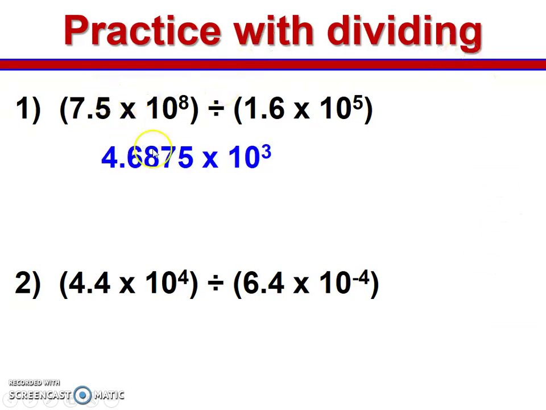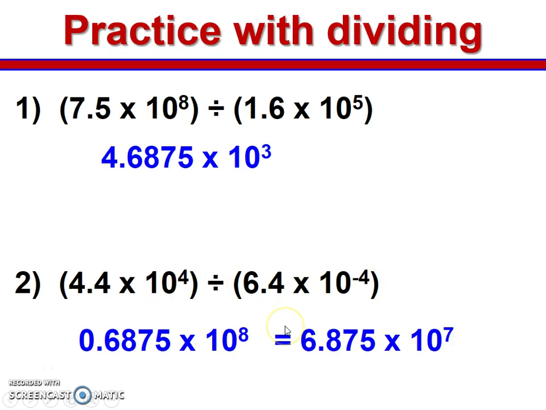Okay, so for the first one, you should have divided 7.5 by 1.6 to get 4.6875. And for our powers of 10, 10 to the 8th divided by 10 to the 5th, subtract the exponent. So 8 minus 5 leaves you with an exponent of 3. So 4.6875 times 10 to the 3rd power. And then number 2, 4.4 divided by 6.4 is going to give you 0.6875. And then for our powers of 10, 4 minus negative 4 becomes 4 plus positive 4, which gives you 8. And then we rewrite that as being 6.875 times 10 to the 7th power.